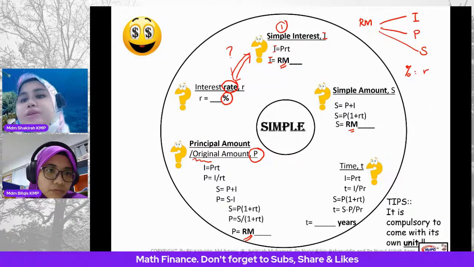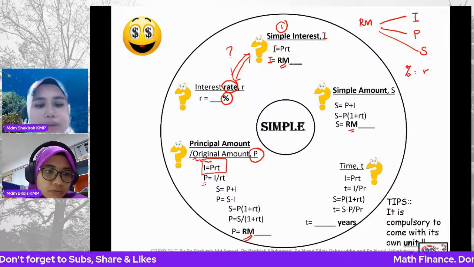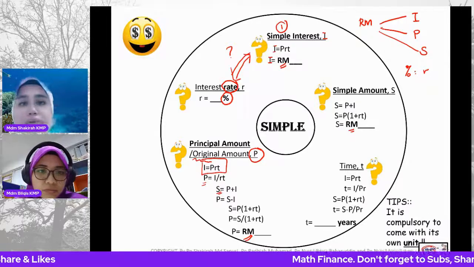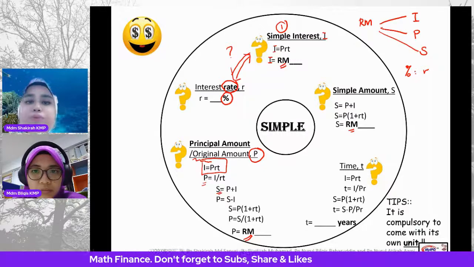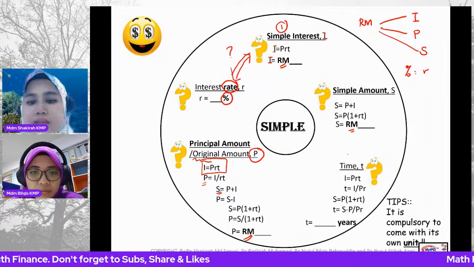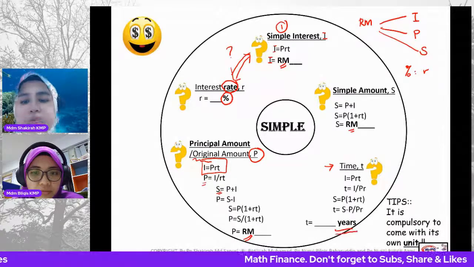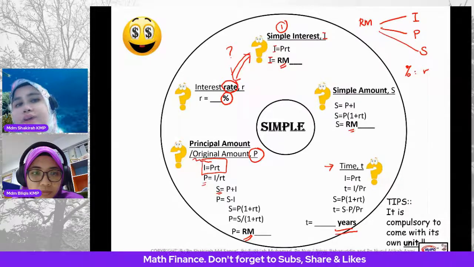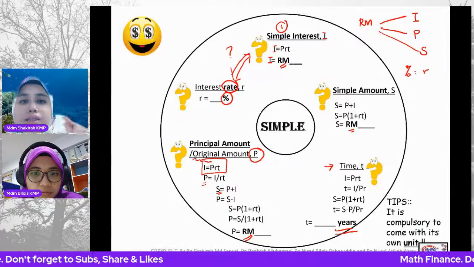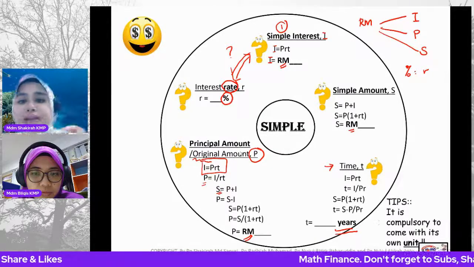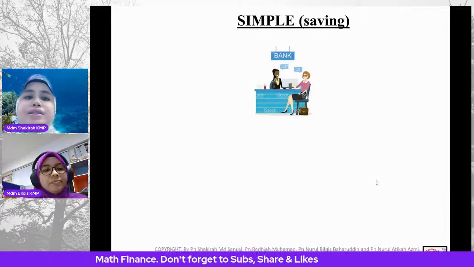Okay, so we look at this formula that we have seen earlier. I equal to PRT. To find P or to find S, this is just the same formula. You can interchange and substitute. And the last one is our time, T. T must be in years. The same formula, you can just find your T. Tips: it is compulsory, the value must come with its own unit correctly. That is simple. So now let's do some examples.